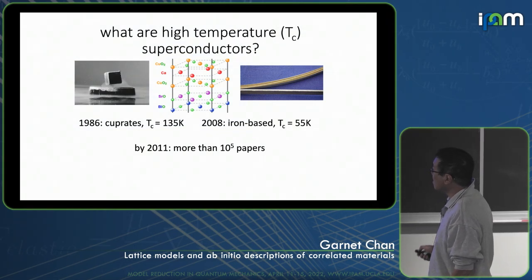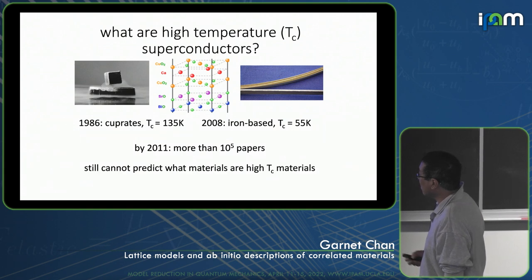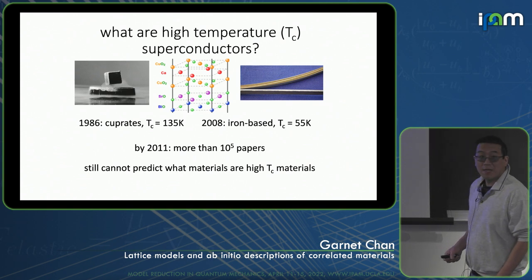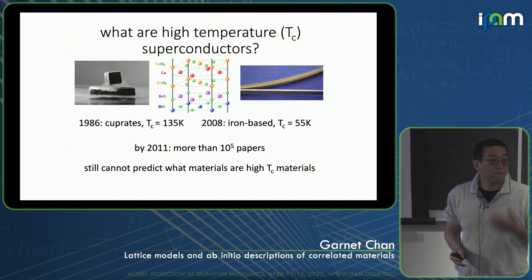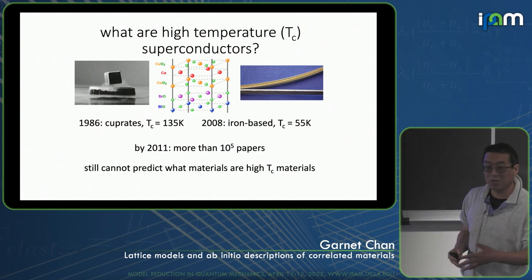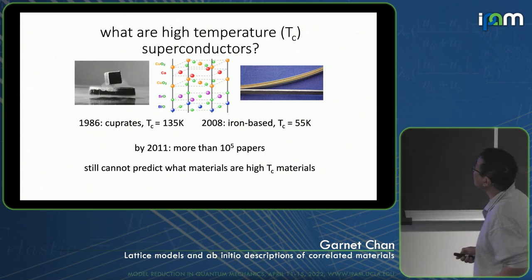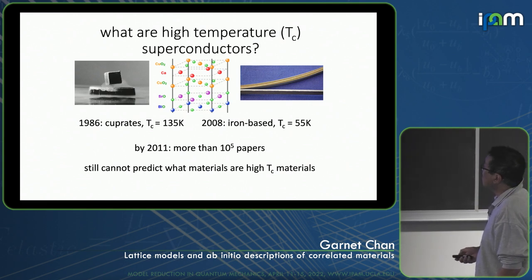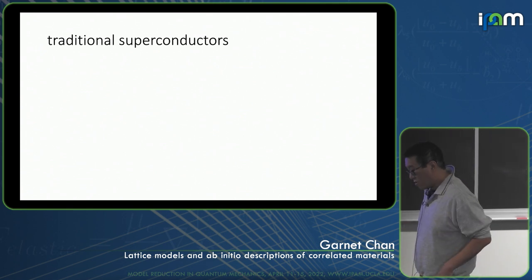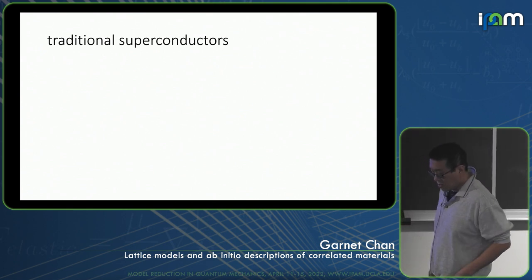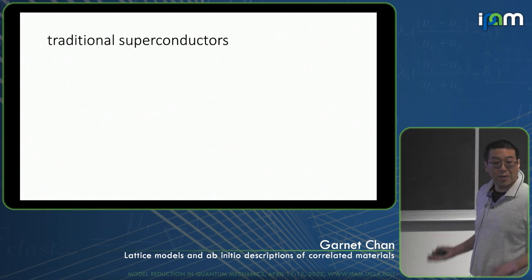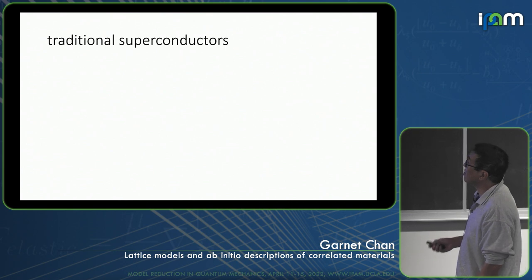But despite this very large amount of work, we still don't really have the ability to predict what kinds of materials are high-temperature superconductors. And even within a given family of materials, so if you were to take, just say, the cuprates, we don't really understand why one cuprate has a higher transition temperature than another. The reason for this problem, the fact that we don't know so much, is not because we don't understand how superconductivity works. We do generally understand the basic idea behind superconductivity, and we have done for a very long time.